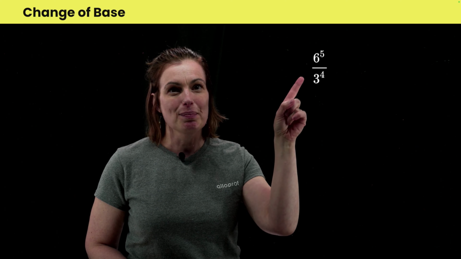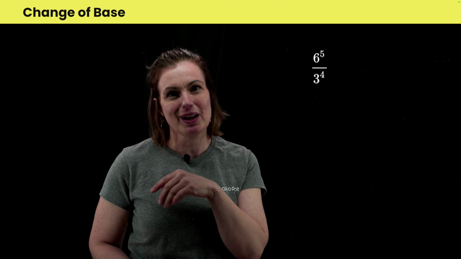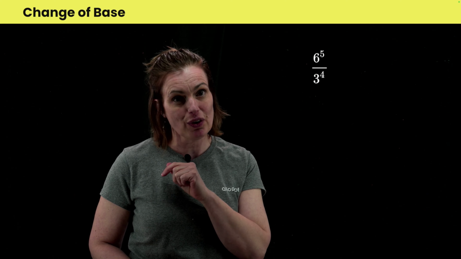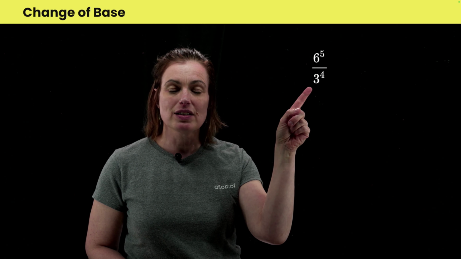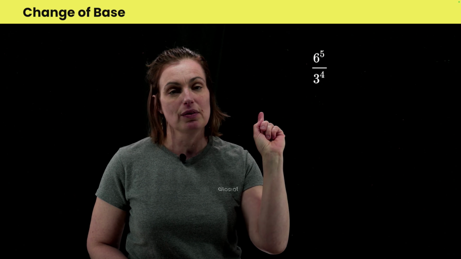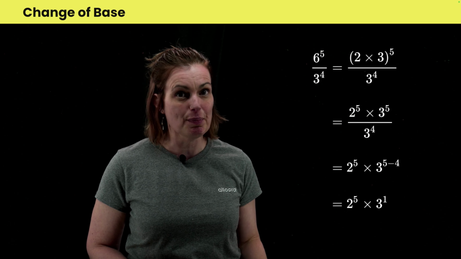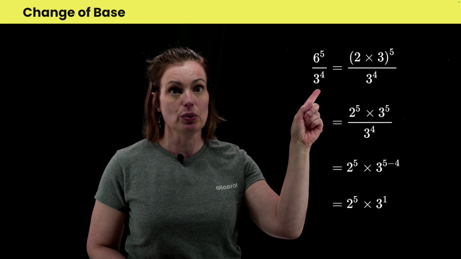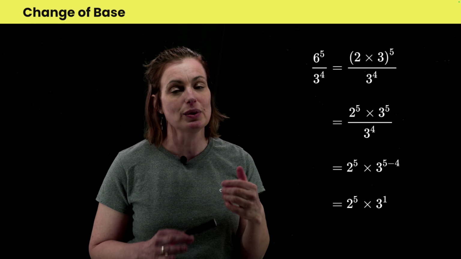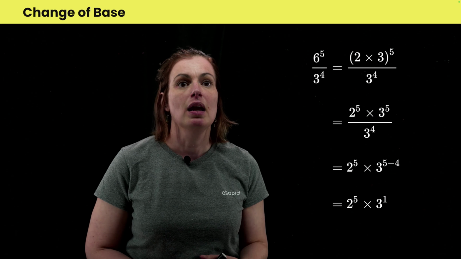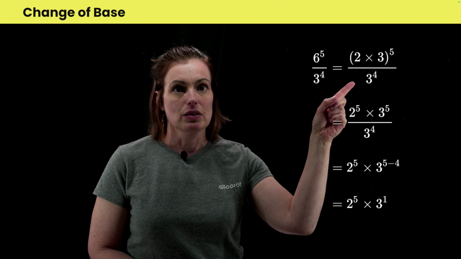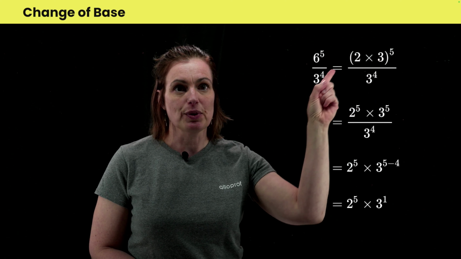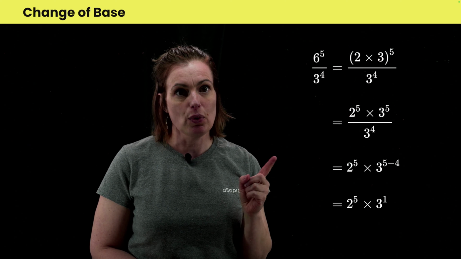You'll notice first that because the bases are different, we can't actually apply any of the laws that we've looked at so far. And you'll also notice that 6 is a multiple of 3. So my first step is to break that 6 down into 2 times 3, because what I want to do is get the base 3 in there. So here we go. 2 times 3 to the exponent 5 over 3 to the exponent 4.